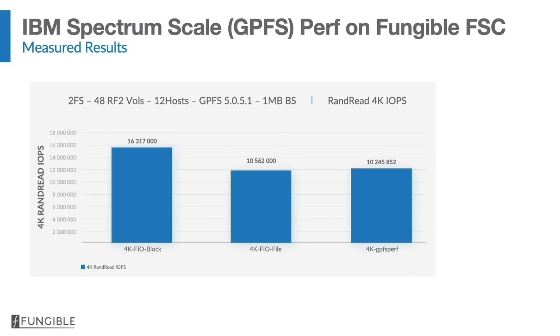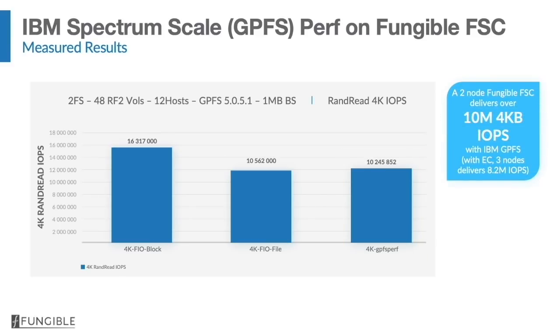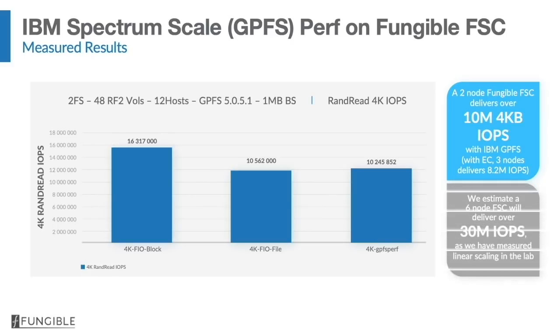As you can see, we achieve almost 10 million random read IOPS with 12 hosts running GPFS, driving to just two cluster nodes, just two FSC nodes. We can extrapolate that, and we can see, therefore, that we expect to be able to get 30 million IOPS with just six FSC nodes. Very powerful performance. Finally, let's talk about the third use case.